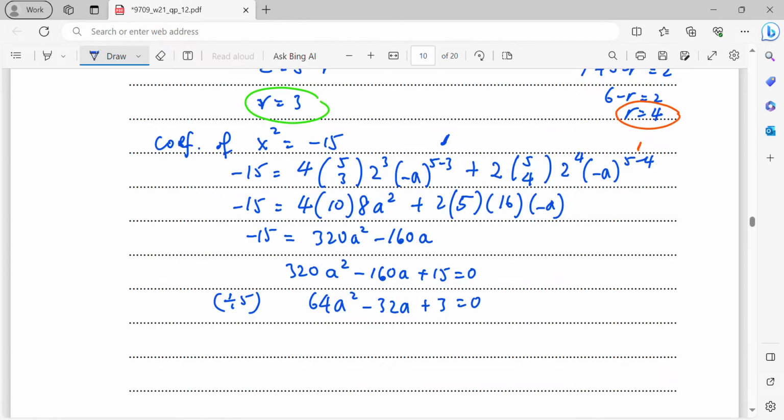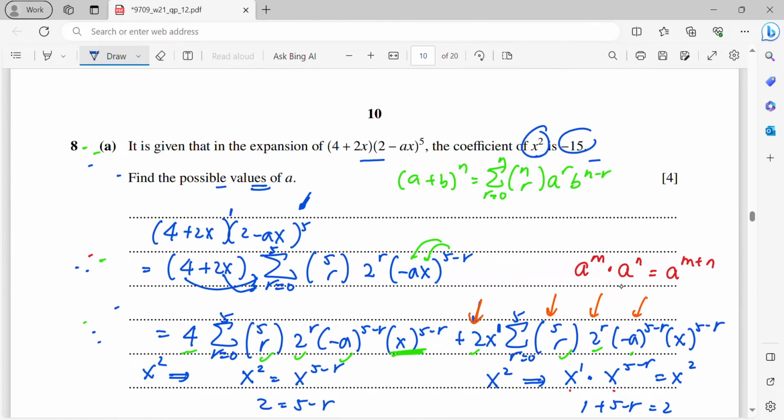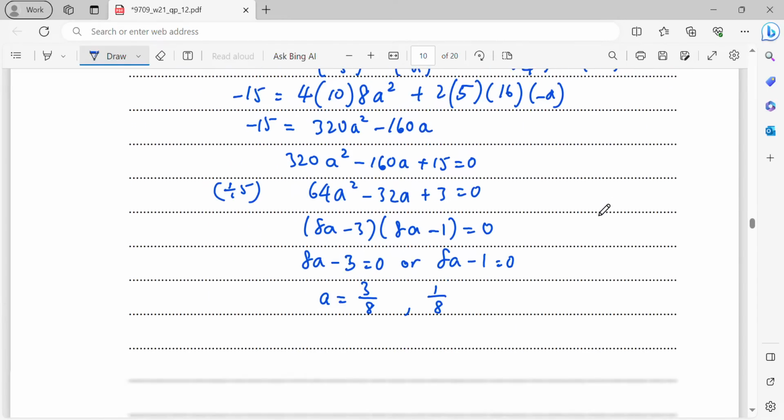And this can be factorized into two linear factors. The first factor is 8a minus 3, and the second factor is 8a minus 1, that equals 0. Now, when the multiplication of two terms equals 0, either the first term equals 0 or the second term equals 0. Then from here, you will get the answer. The first answer is 3 over 8, and the second answer is 1 over 8. So when you refer to the question, possible values of a, we are getting two a values here.